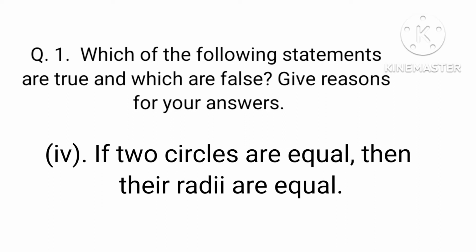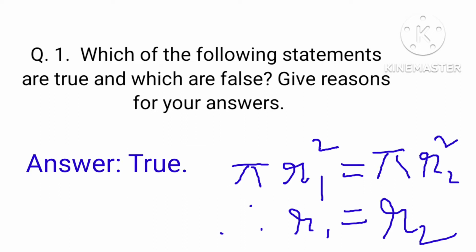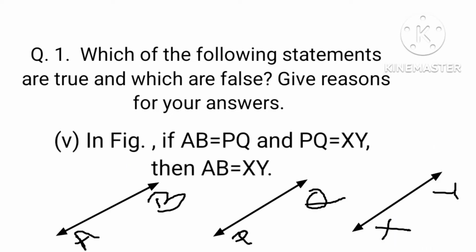Fourth statement. If two circles are equal, then their radii are equal. Answer: true. Equal circles means two circles of equal area. That means pi r1 square is equal to pi r2 square. So r1 is equal to r2, where r1 and r2 are the radii of the two circles.